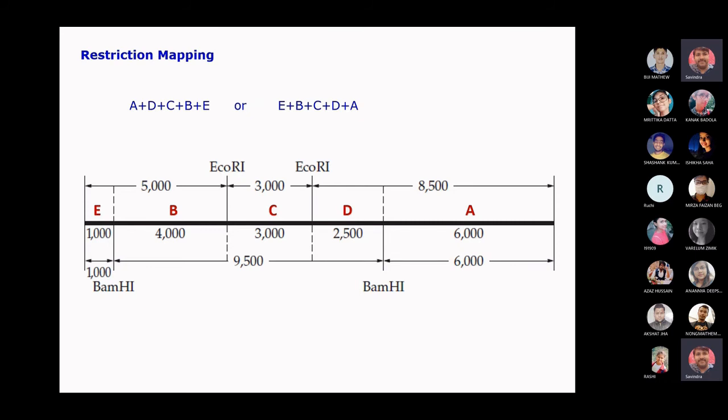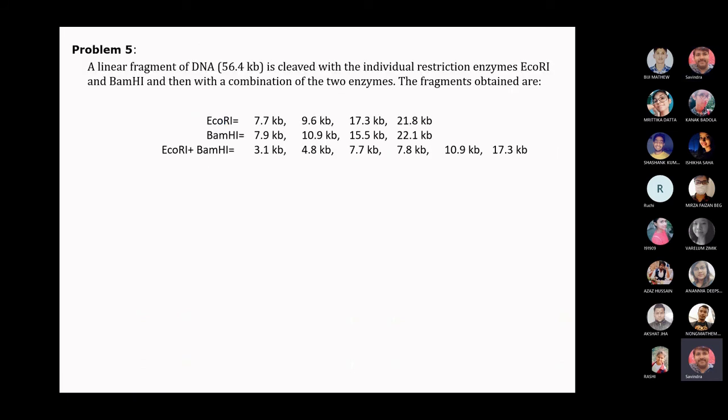Anyone can calculate that this 1000 and 4000 will make 5000. This 3000 and 4000 and 2.5 thousand will make 9.5 thousand. This 6000 will make 3000, and this 6 and 2.5 will make 8.5. So it's self-explanatory itself.